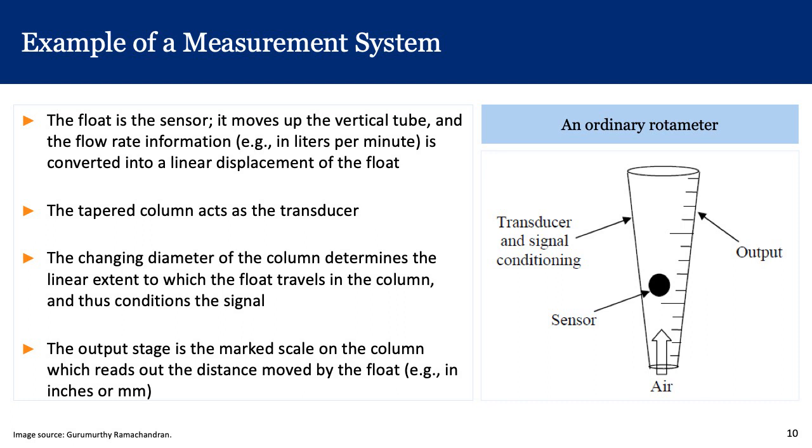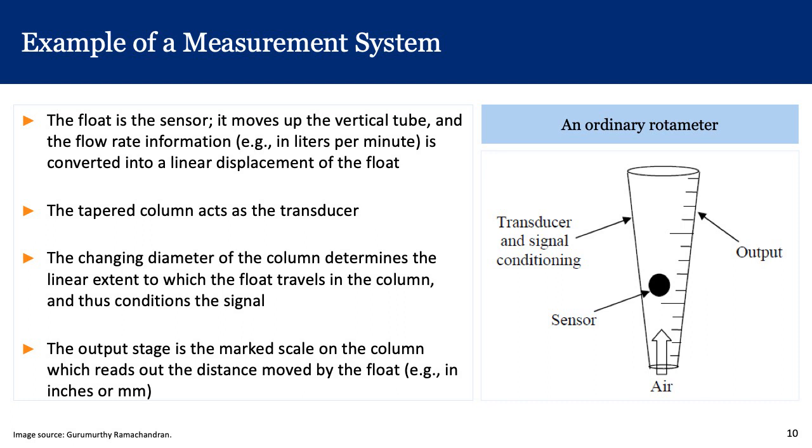And so the tapered column acts as the transducer. It has converted this physical thing that we are interested in, namely the airflow rate in liters per minute or cubic meters per minute, into an actual distance that we can measure along the side of this tapered column. The changing diameter of the column determines the linear extent, or the distance to which the float travels, and therefore it is conditioning the signal.